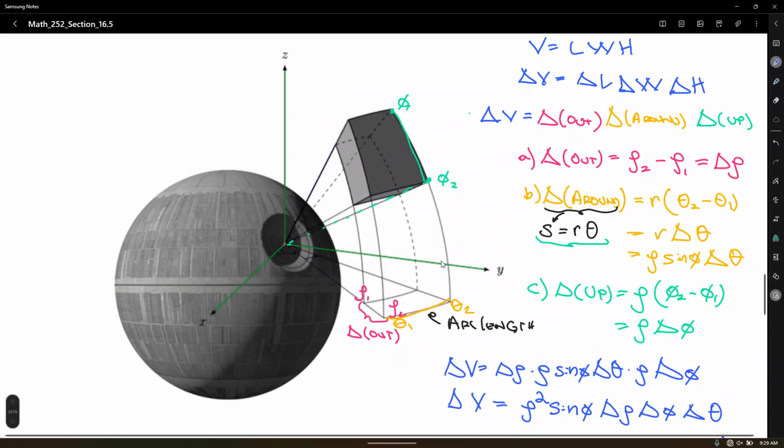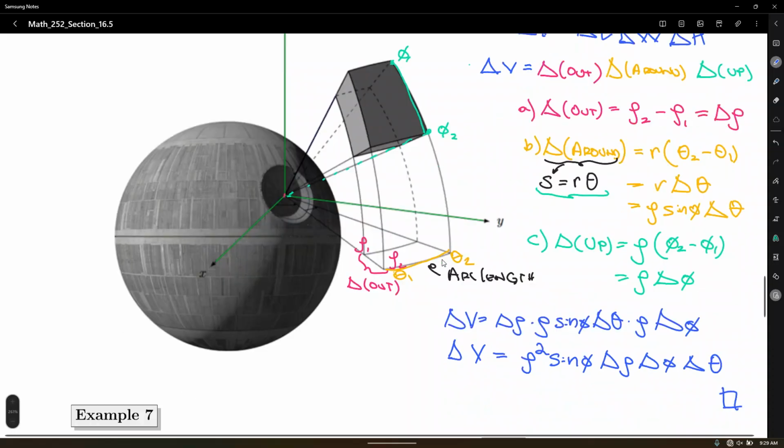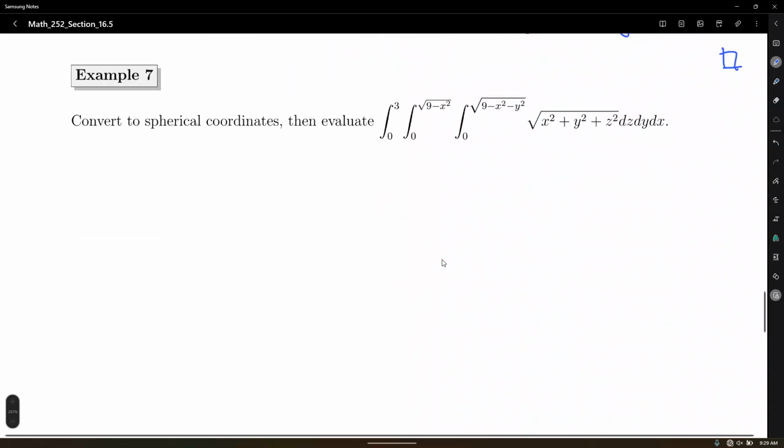Okay, let's go about our first example on the next page. Oh, it's in the same page actually. Convert to spherical coordinates, then evaluate all this. The integral from 0 to 3, from 0 to the square root of 9 minus x squared, and from 0 to the square root of 9 minus x squared minus y squared, of the integrand, which is the square root of x squared plus y squared plus z squared. Doesn't matter. What we care about is the limits.